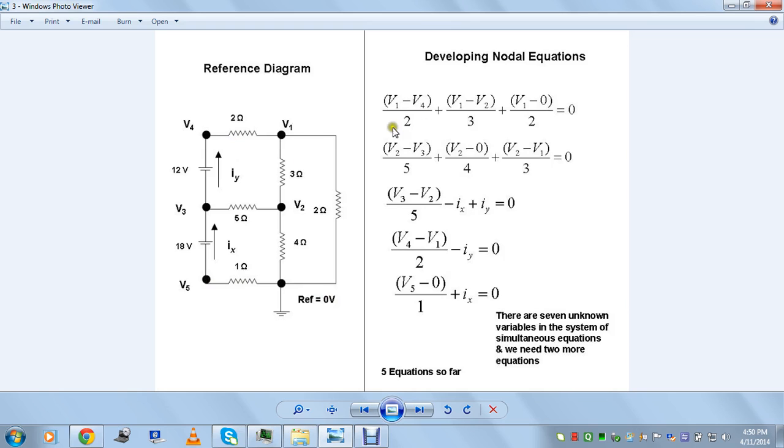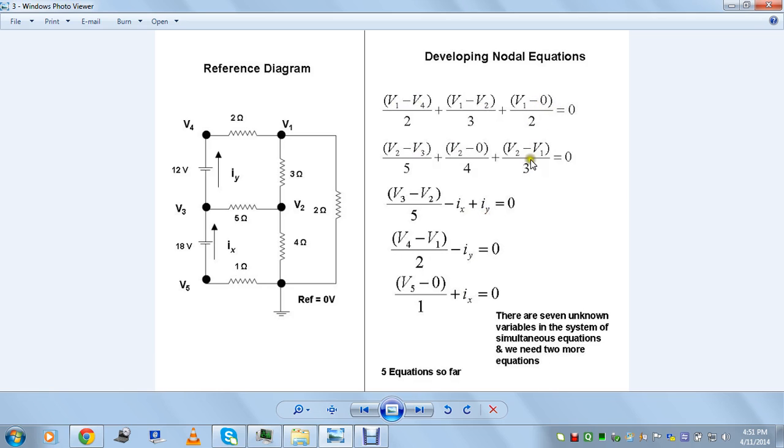By nodal analysis, but these equations don't seem like you can solve them directly, so you have to take the LCM, multiply, and arrive at a set of simultaneous equations. When you arrive at a set of simultaneous equations, you have to keep one thing in mind: how many equations you have and how many unknown variables you have. At this point, you have 5 equations with 7 unknown variables. The 7 unknowns are V1, V2, V3, V4, V5, the 5 voltages, and the 2 currents, Ix and Iy.